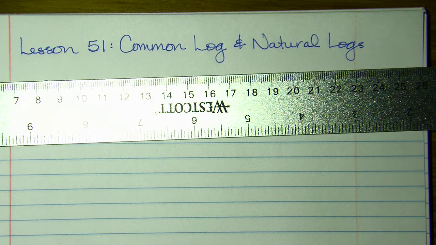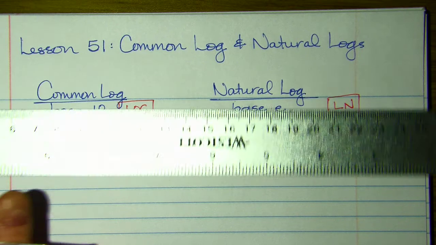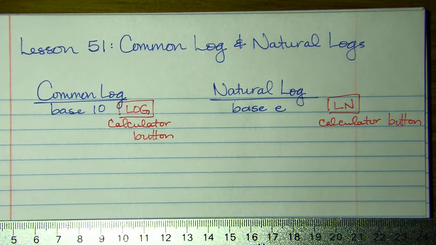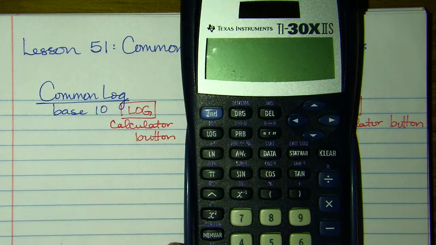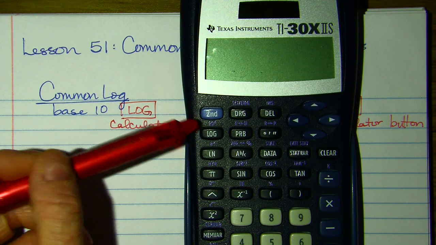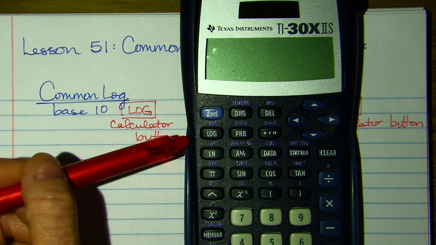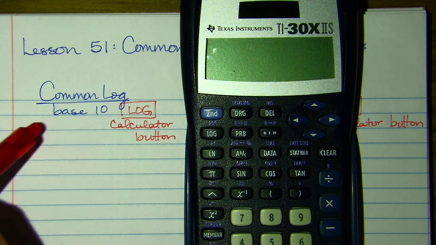This is review. So I have created a column just to kind of review the two different logs. They're both on a standard calculator. So your common log is the log button. I put it here in red, so LOG. It has a base of 10.